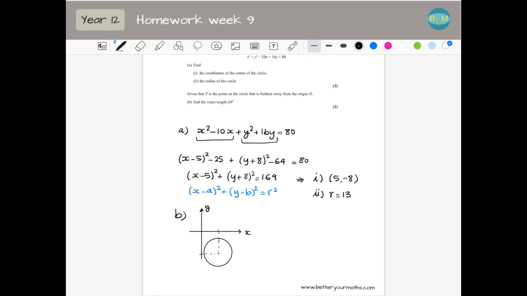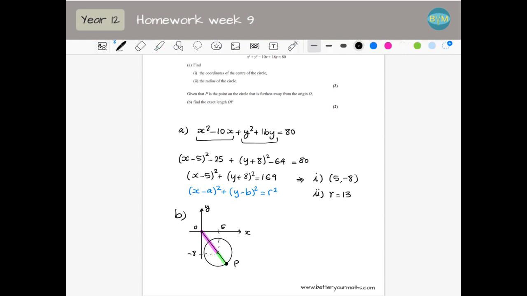They say the farthest away point from the origin. So you have the origin, and the farthest away point from the origin is going to be this point P. They are asking me the distance OP. So this is 5 and this is minus 8. What we are going to do is find this distance here, and then we are going to add this distance here.